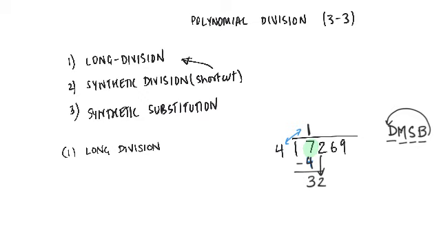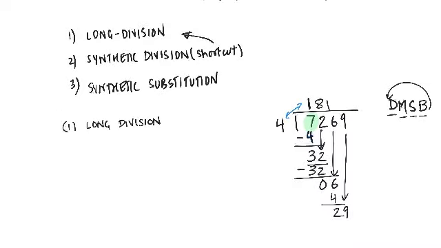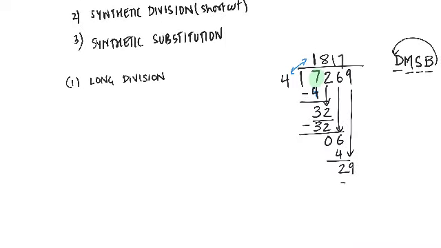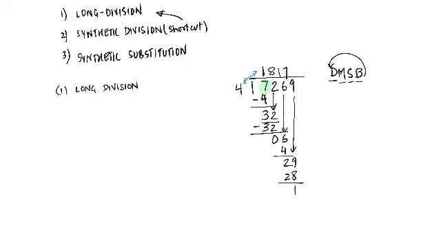Now I look at 4 going into 32, and I say it goes in 8 times. That's divide, multiply, subtract, bring down. Divide, multiply, subtract, bring down. And again, divide, multiply, subtract, and there's nothing left to bring down. So I'm done, and I can write my quotient in this way. The answer to a division problem is called a quotient. I can write it this way: 1,817 and 1 divided by 4.